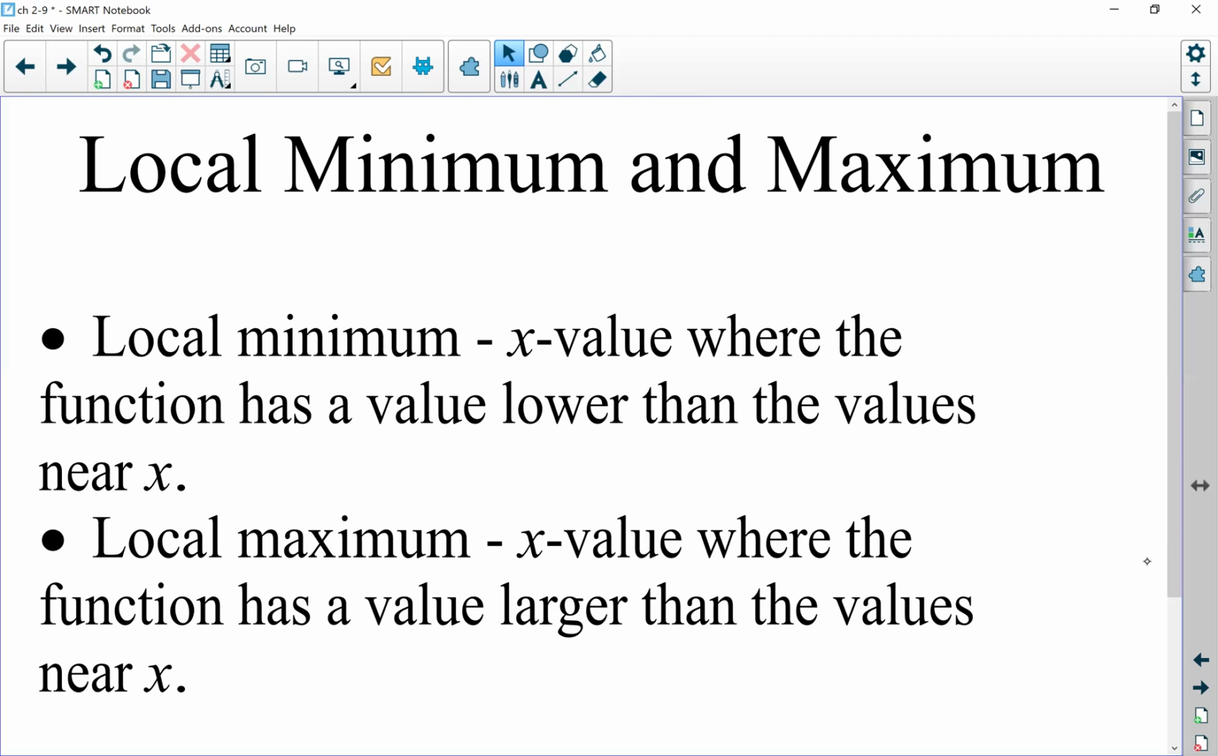And then the local maximum is the x value where our y value is larger than any y values near that x.